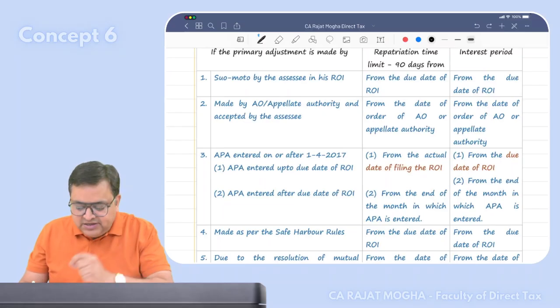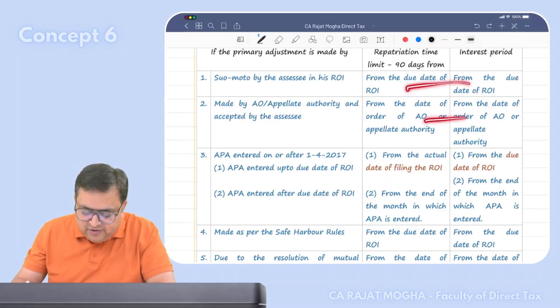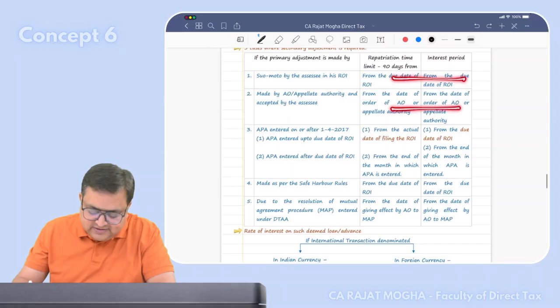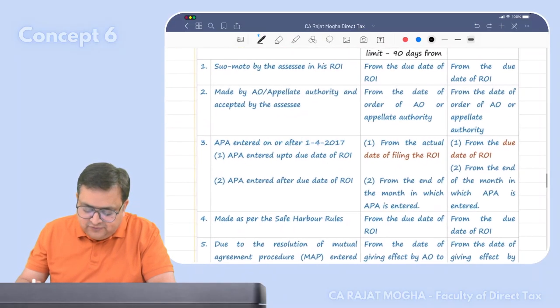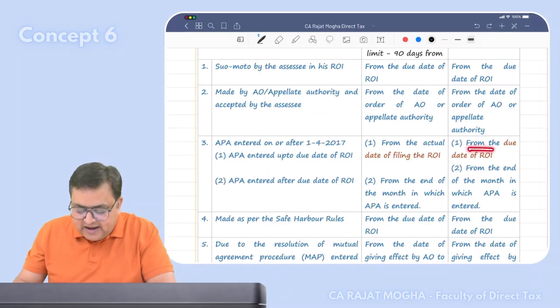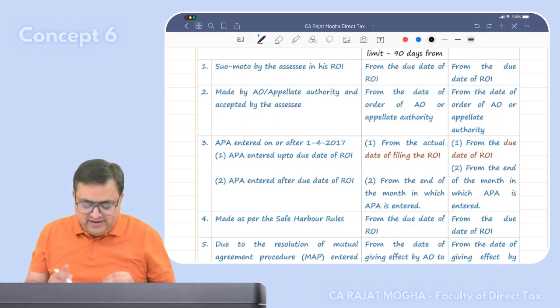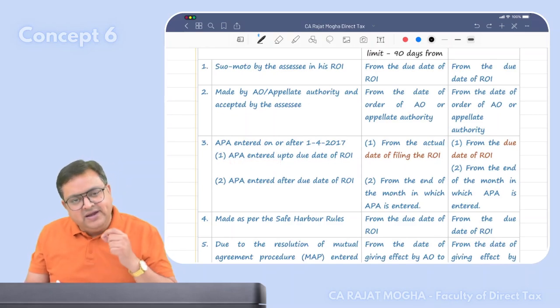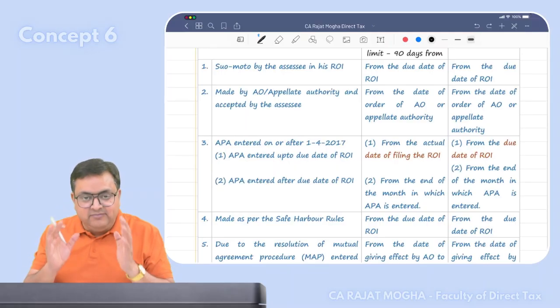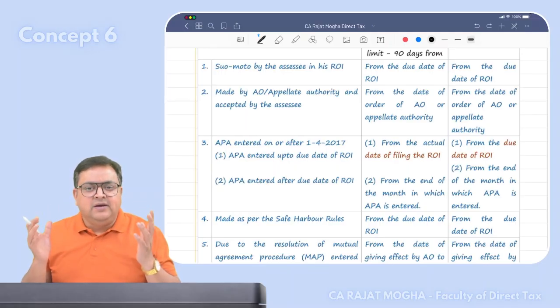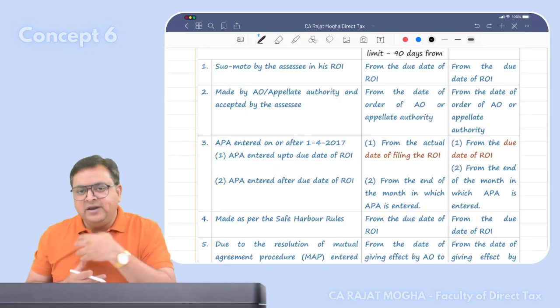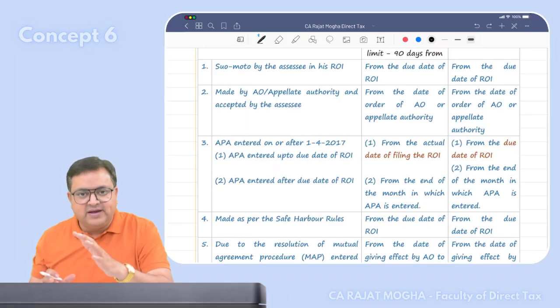Here is a little change. Everywhere you will find the first case, second case, fourth case, fifth case, and the third has two parts. Only in this first part, there is a little change. We will calculate your interest from the due date of ROI. Generally in all the cases, the 90 days are counted from the same date, and the interest period also starts from the same date. But in this case, if the APA was entered before the due date of ROI, what do we mean? We mean that at the time of filing ROI, we already know what my correct ALP is.